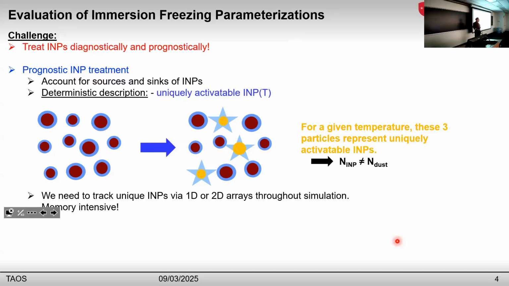Therefore, we do it only 1D to do that quantitatively. And if it's size and temperature, you have huge 2D arrays. You carry them the whole time throughout the 100,000s of particles in your simulation. Hence, there is, in principle, no model which properly models INPs in a prognostic way. So we limit it to 1D.